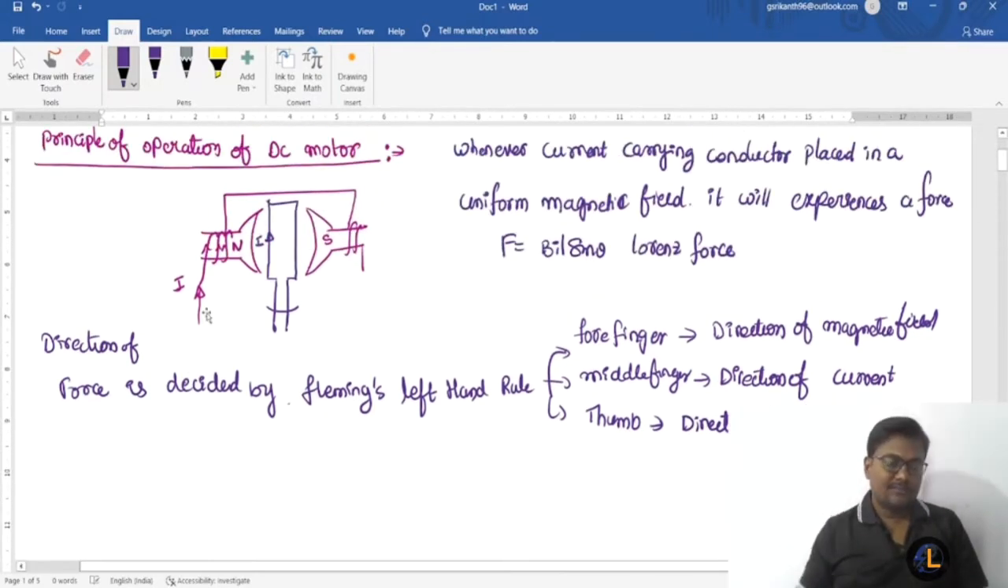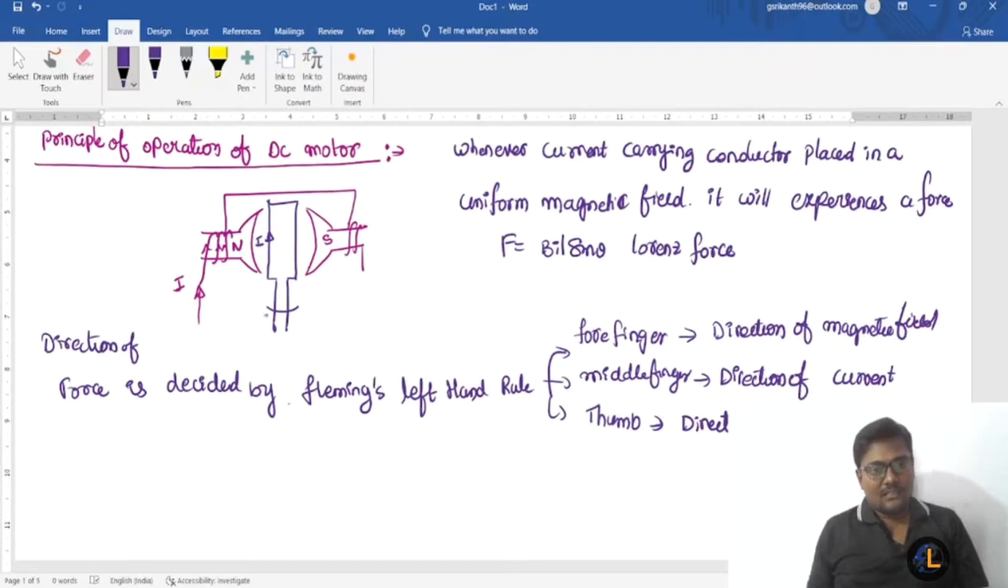Here I am taking the single turn machine. So this is our commutator. The conductor AB is fixed to the commutator segment X. The conductor CD is fixed to the commutator segment Y. Between these two commutator segments it is separated by mica insulation, and brush B1 is always in contact with the conductor which is existing under the north pole. Brush B2 is always in contact with the conductor existing under the south pole.